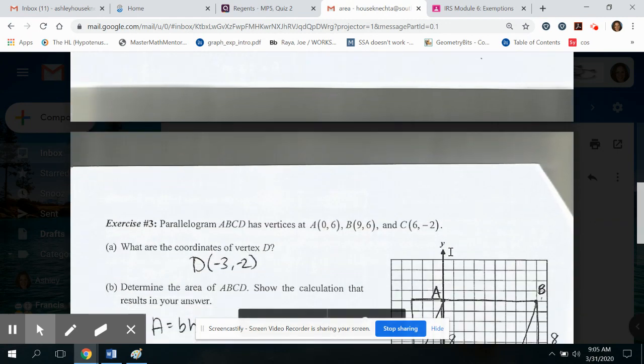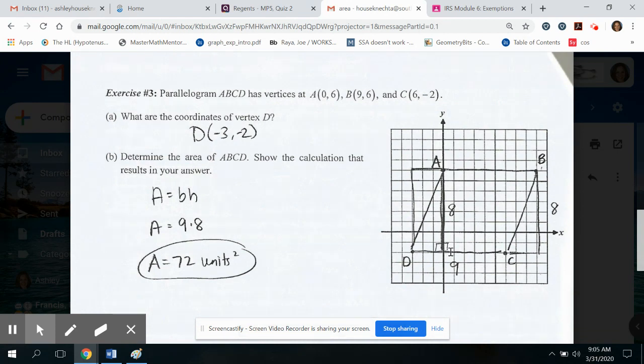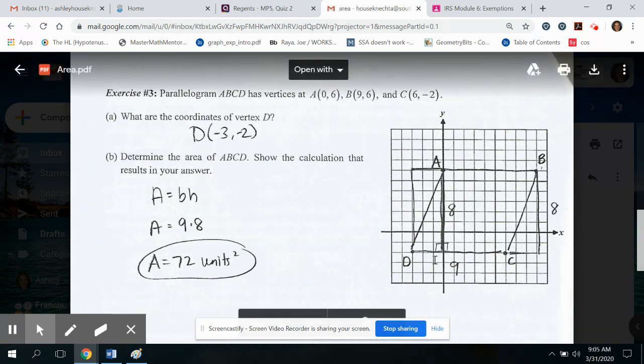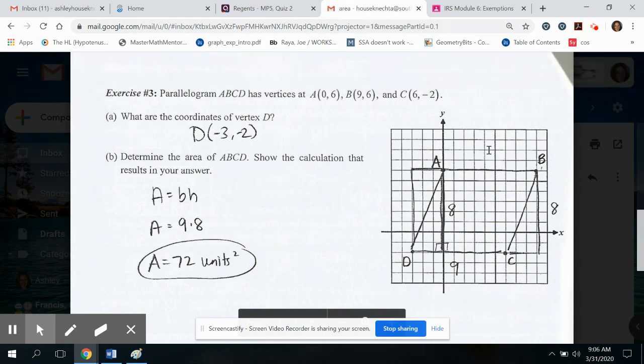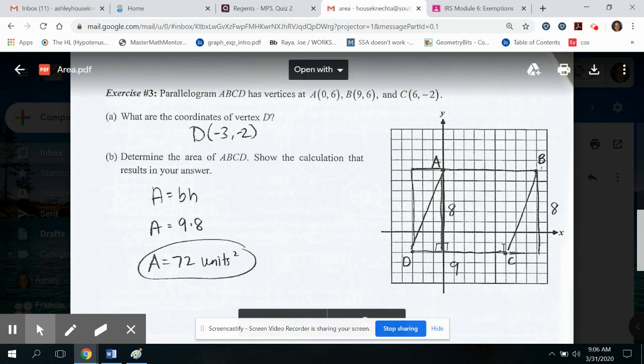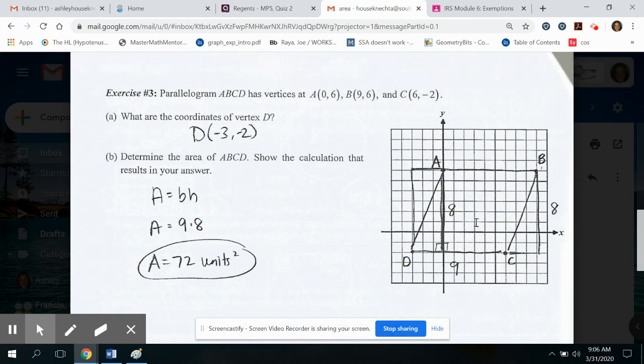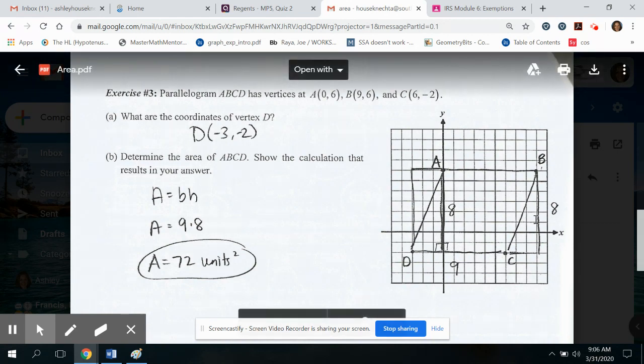Going to the back of your worksheet, we're now going to work on a coordinate grid. They gave us a parallelogram. I graphed that for you. Sorry, they gave you 3 vertices. They gave you A, B, C. We need to find D. Again, in a parallelogram, opposite sides are parallel, so same slope. Opposite sides are congruent, same length.